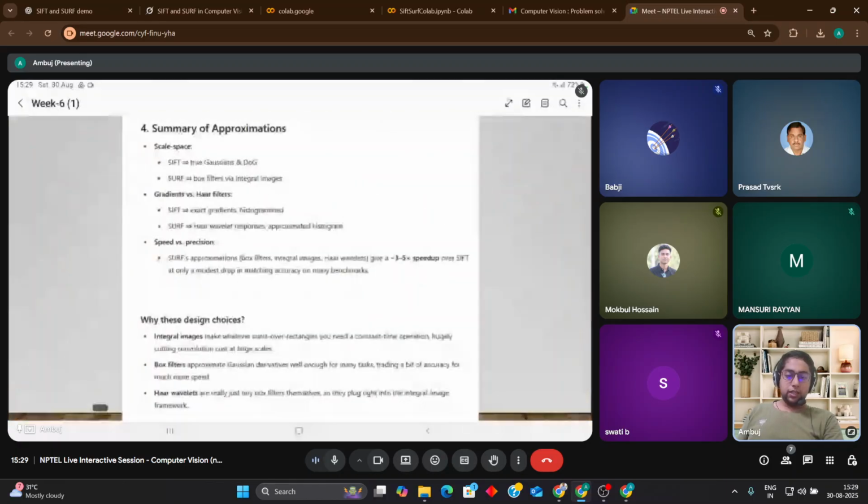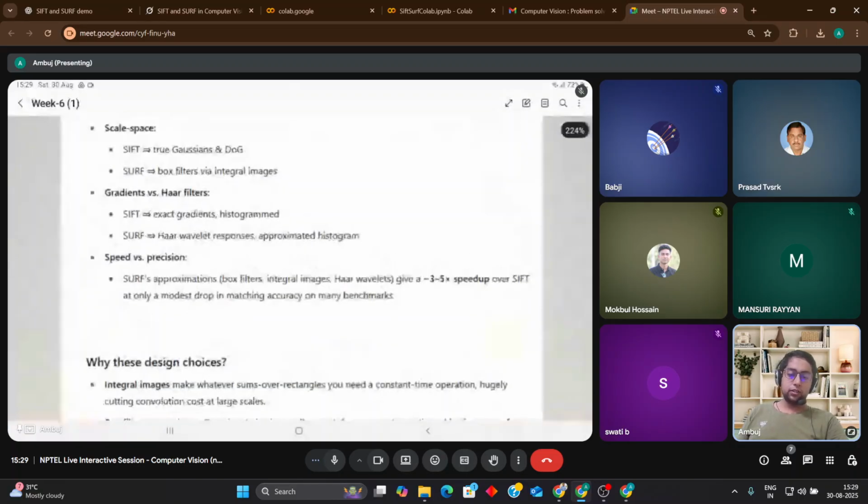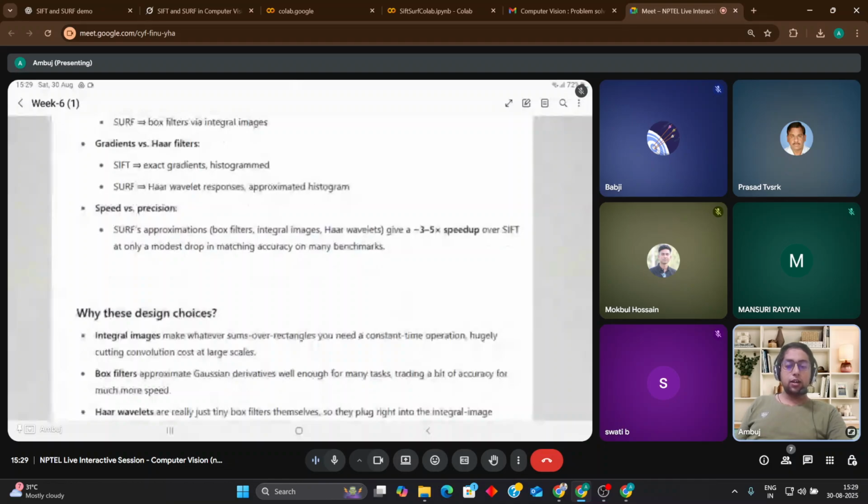Then what is the summary? In summary, scale space in SIFT is true Gaussian. In SURF it is box filter via integral images. In gradient versus Haar filters, SIFT uses exact gradients, SURF uses Haar wavelet responses, approximated histogram. Then in speed versus precision, SURF approximations give a 3 to 5 times speed up over SIFT.